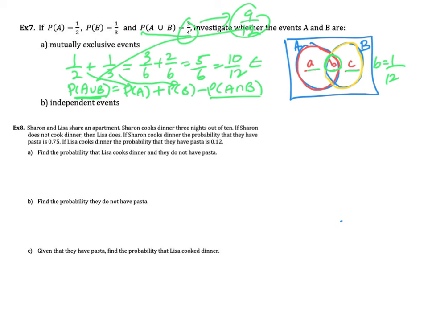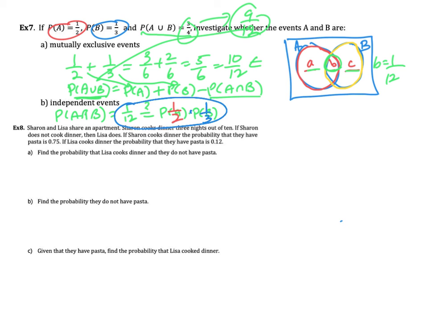Are they independent events? Well, the intersection of A and B is 1/12. So does that equal the probability of A times the probability of B? Well, the probability of A is what? It's 1/2, according to this up here. The probability of B is 1/3. So does 1/3 times 1/2 equal 1/12? That is a false statement, therefore they are not independent.